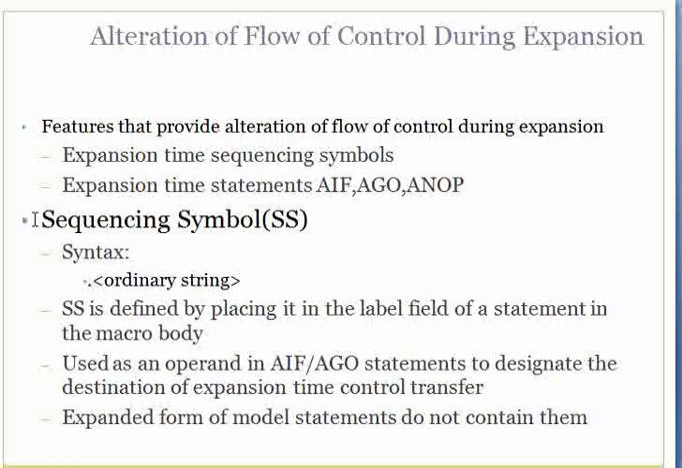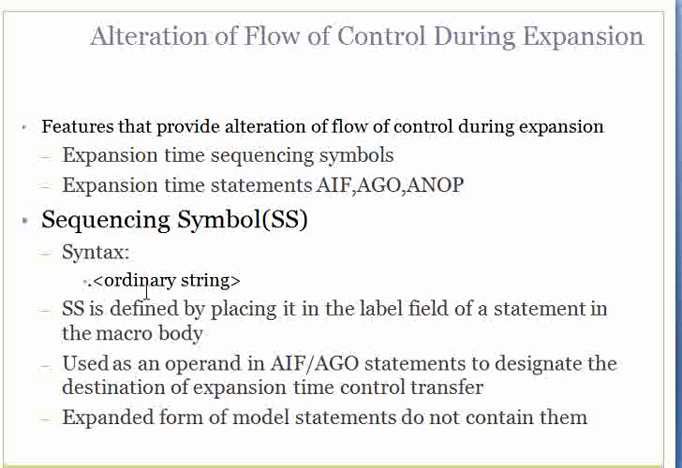If I want to alter the flow of control during expansion, then we make use of these advanced macro facilities, the first one being the sequencing symbol. So how do we write a sequencing symbol in a macro? It is represented with a dot followed by an ordinary string. So a dot A, or I could write dot PA, whatever name you want to write, like a parameter name.